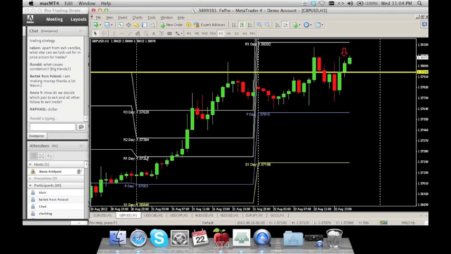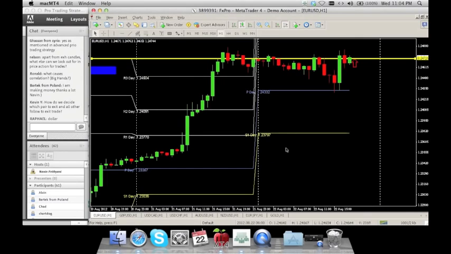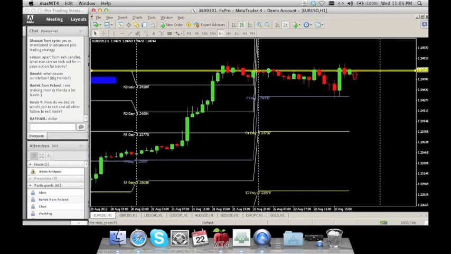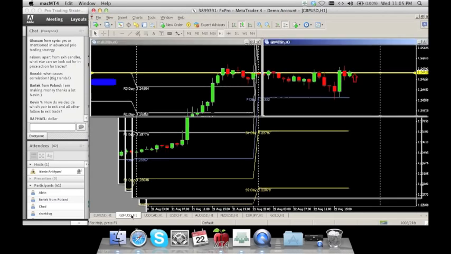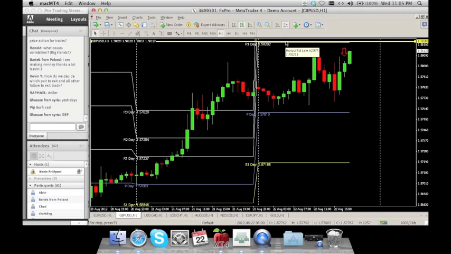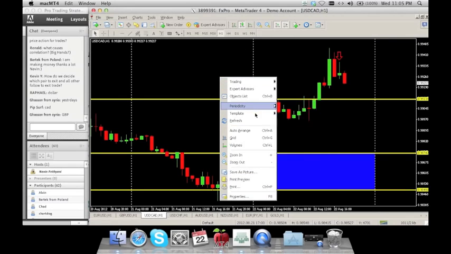Okay, Kevin, how do we decide which pair to exit and all others follow to exit? Let's take a look at this particular pair. Which is the nearest support and resistance line, for which pair has the one that's closest? Okay, pound is all the way up here. PipSurf says CAD. Okay, let's take a look at CAD. Where is CAD? Okay, since CAD is short.